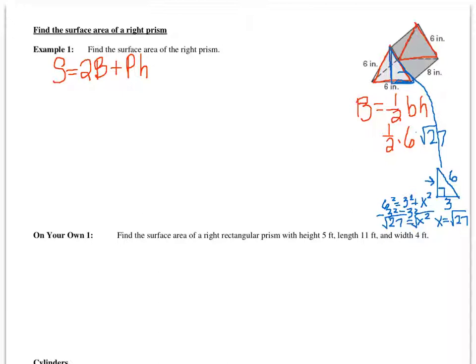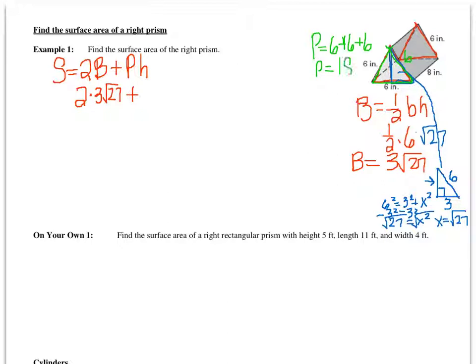All right, so my base area is 1/2 times 6, which is 3, times the square root of 27. So I'm going to do 2 times my base area, which is 3 times the square root of 27, plus, now I need the perimeter of my base. So this is my base, here's my perimeter. All those sides are 6, so my perimeter is 6 plus 6 plus 6. So my perimeter there is 18. So I'm going to put 18 in for perimeter times the height of my shape, which is 8.